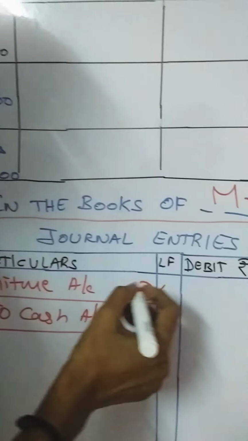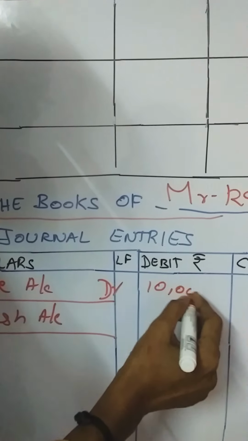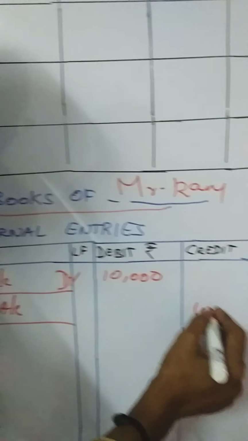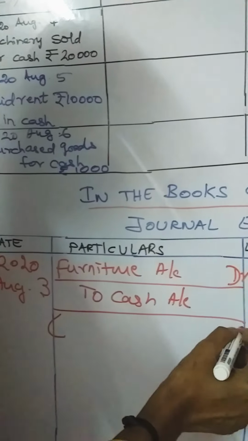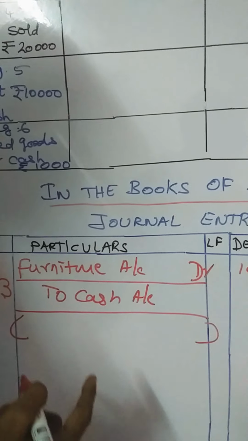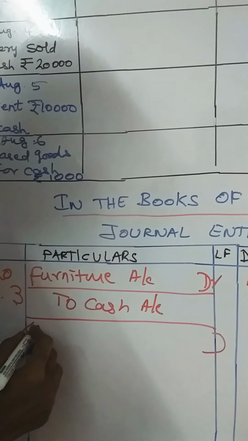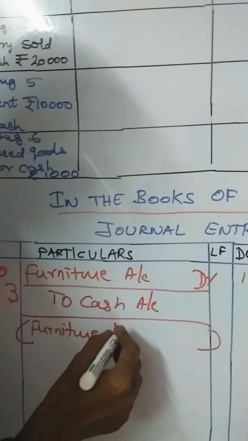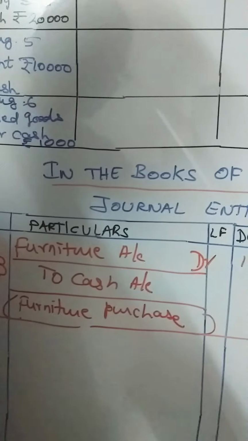Now, the furniture is debited, what is the debit amount? Debit amount is 10,000. The debit amount should be equal to the credit amount, 10,000. This you have to mention in a narration. The transaction should be mentioned in short by way of narration. So what has been purchased? Furniture purchased. So this is the journal. Then we can go to the next transaction.